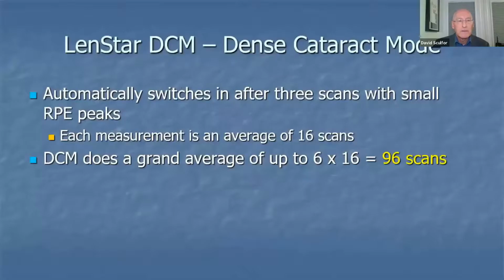The Lenstar has an extra trick called dense cataract mode. And this in fact automatically switches in after you've done 3 scans if they've either got small or apparently absent RP peaks. So I've said earlier that each measurement is an average of 16 scans, and what dense cataract mode does is to do a grand average. So instead of doing 6 separate scans of 16, it adds them all up together to make a grand average of 96 scans, and therefore you get a higher signal to noise ratio, as I showed earlier.